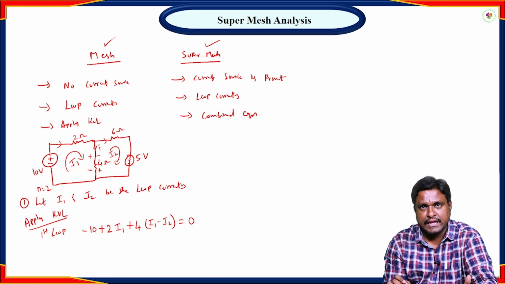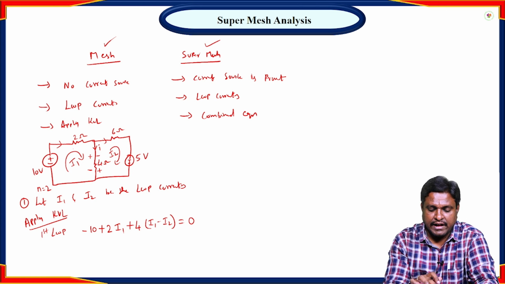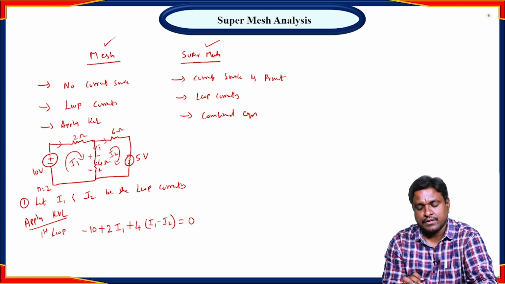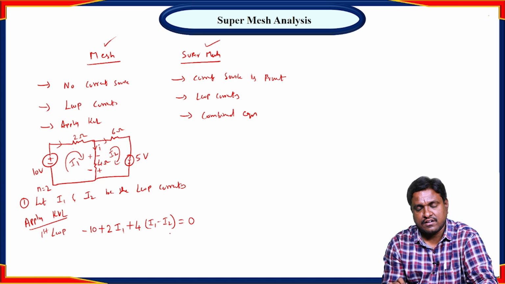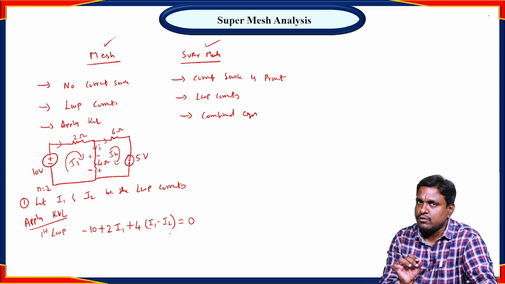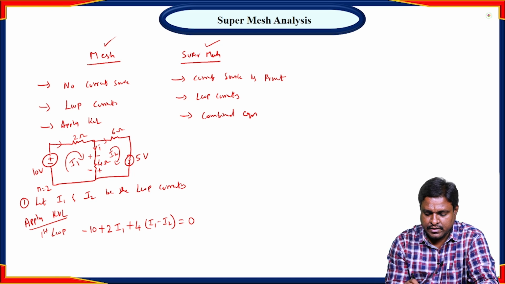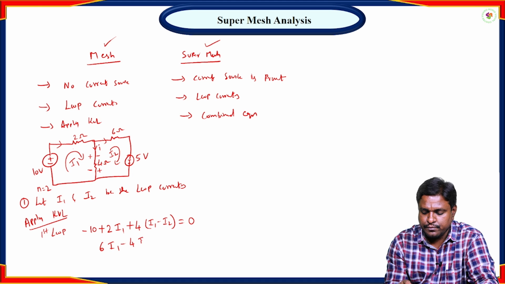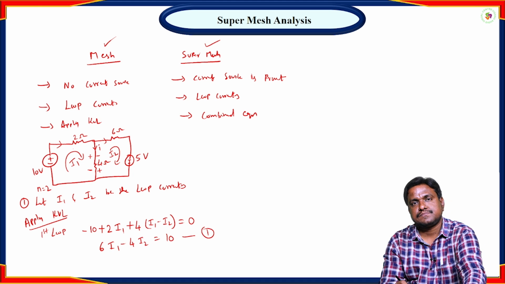So totally I have 3 elements in this particular loop: 1, 2 and 3. We have added all the voltages across that loop and equated it to 0. So we get the equation 6I1 minus 4I2 equal to 10. This is the first equation.